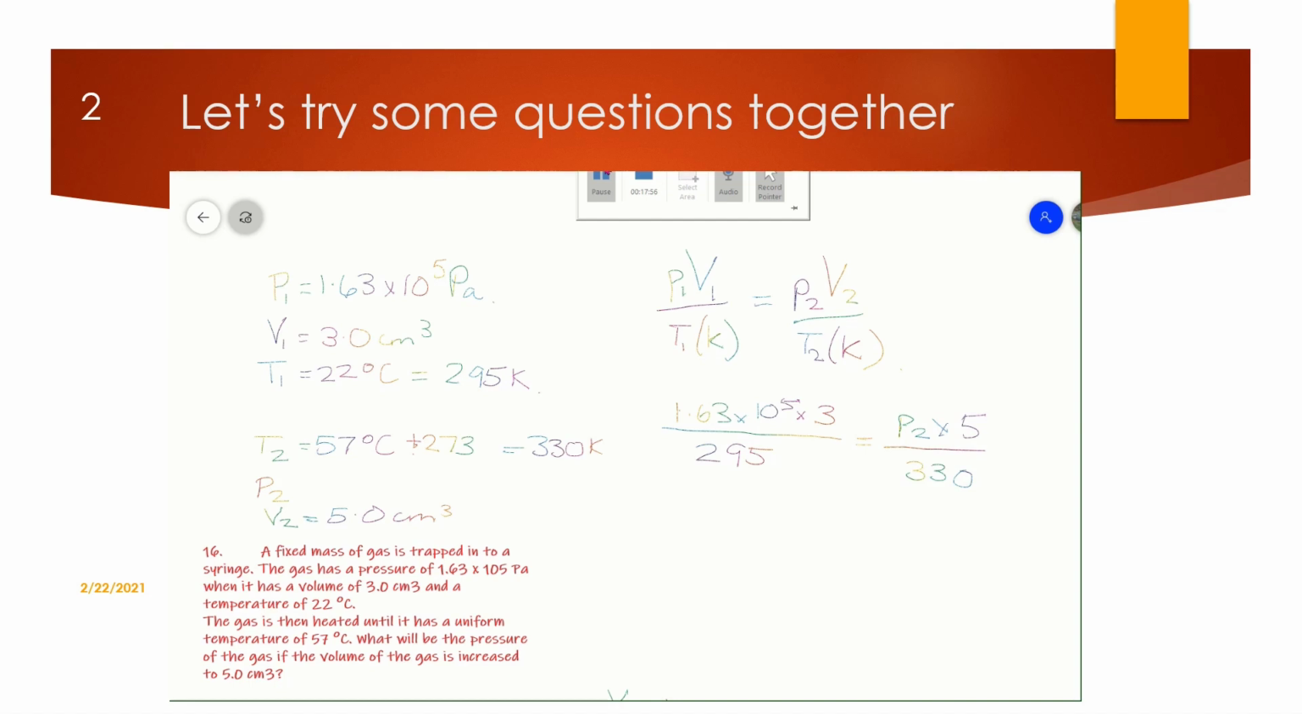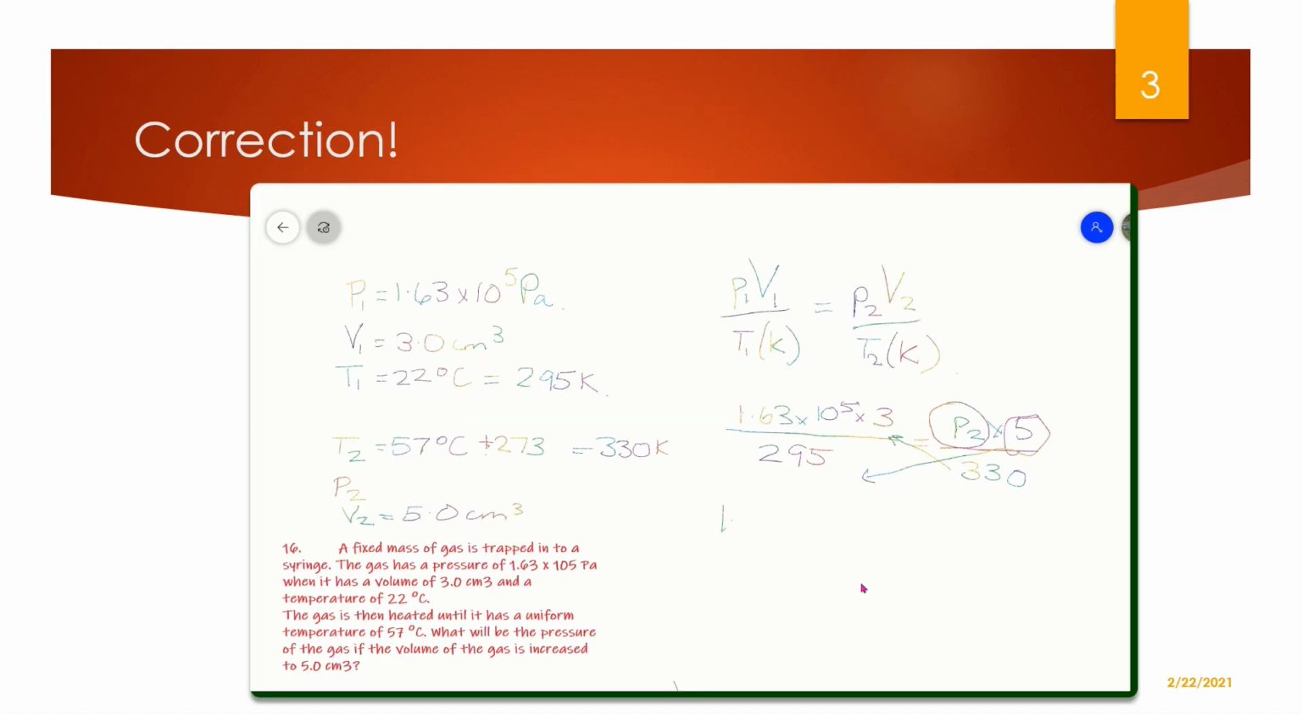So when you take it bit by bit, you can see we've still one unknown, so we can just rearrange this formula. If it's on the bottom, change the sign. 1.63 times 10 to the 5 times by 3, watch out, and then I need to bring this 330 up, and then we want to divide that by 295 times by 5, and that gives us P2. So watch it, because what I did was miss that 3 off, and I thought my answer was a bit small. 1.63 times 10 to the 5 times by 3 times 330, and then divided that by 295 times 5. And that should give us a much better answer. 1.09 times 10 to the 5 pascals is equal to P2. Phew.